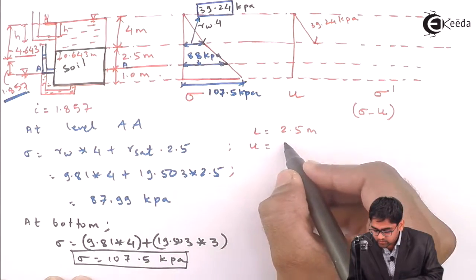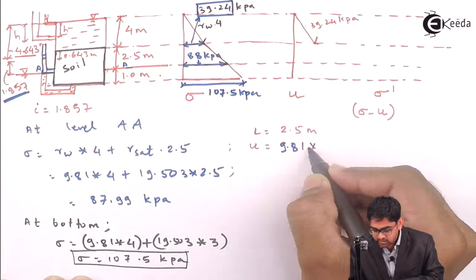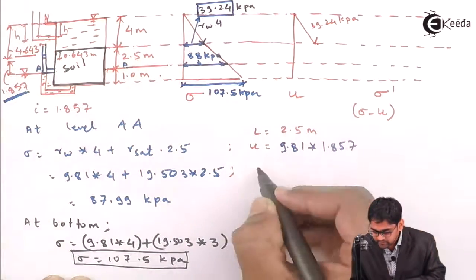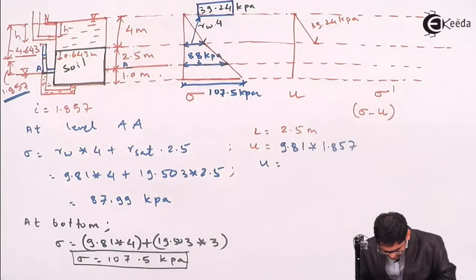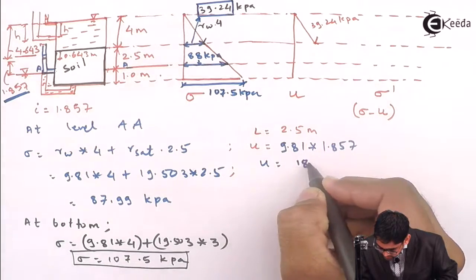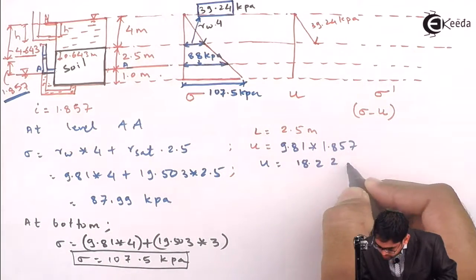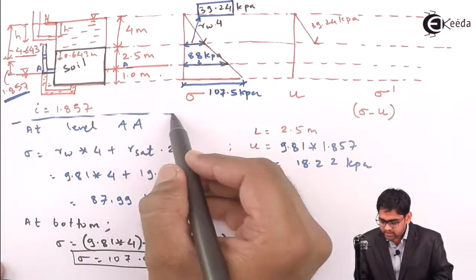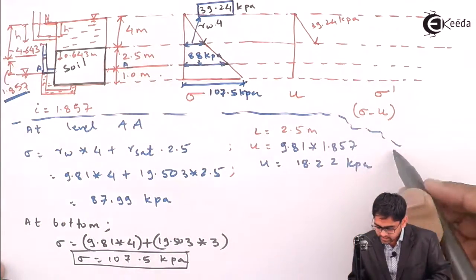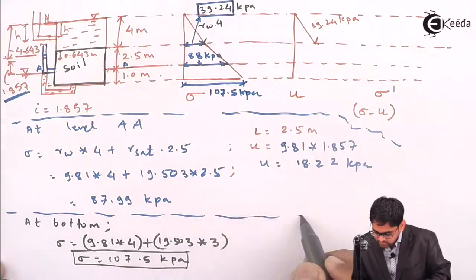So therefore here it will become 9.81 into 1.857, and if you do it, then you'll get the pore water pressure equals 18.22 kPa at level AA. So this calculation is confirming to level AA, and this is the bottom level calculation.